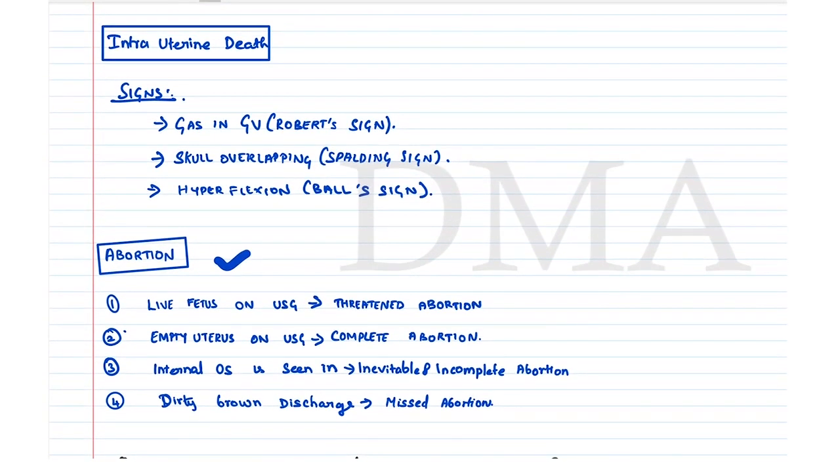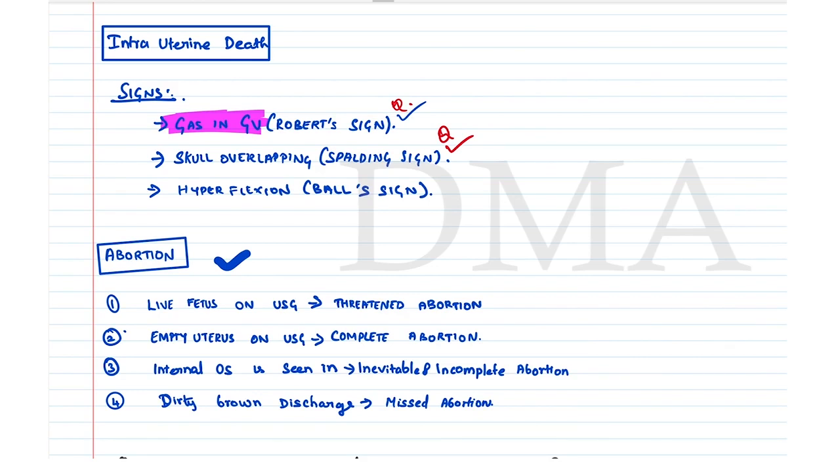And signs of intrauterine death are important. Intrauterine death signs: number one is your Roberts sign, that is gas in your great vessels. And you have overlapping of the skull, that is your Spalding sign. Important question, all of them are important questions, people. Spalding sign, Roberts sign, Hagar sign, Oslander sign are pretty high yield signs you need to remember.